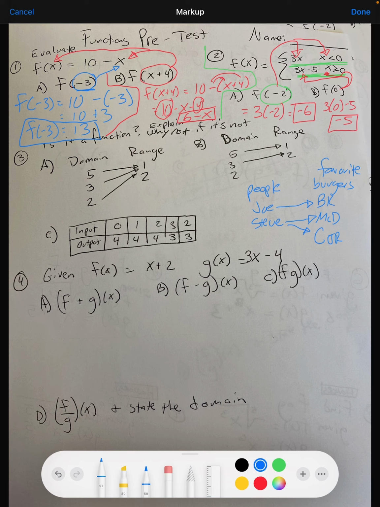Okay, so every person in the domain has to have a favorite, has to be mapped to something in the range. Okay, so here is everything in the domain mapped to something in the range and only one thing? Yes. Okay, they're all going to 1, but that is fine. So yes, this is a function.